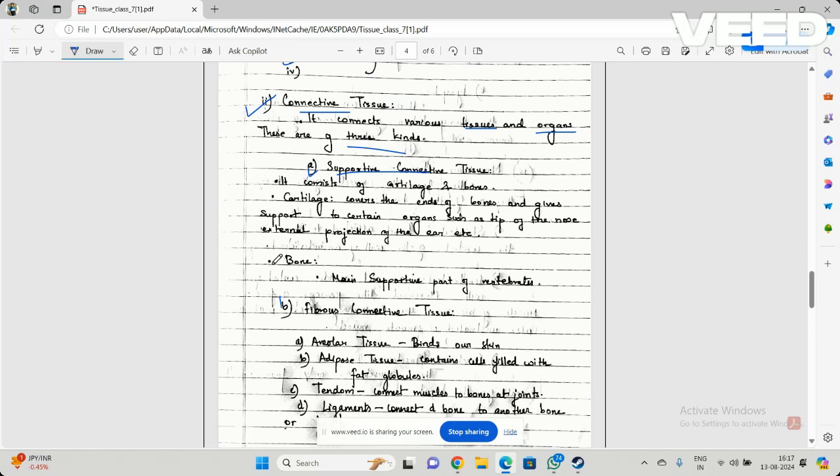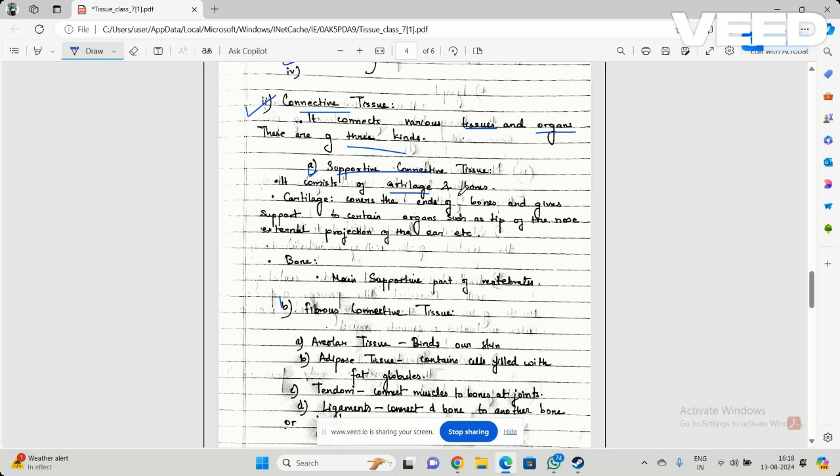What is supportive connective tissue? It consists of cartilage and bones. What does cartilage mean? The soft bone. If you are non-vegetarian, you have of course eaten the cartilage of chicken or mutton. Cartilage is the soft bone present in our ears, the bone of the ear.